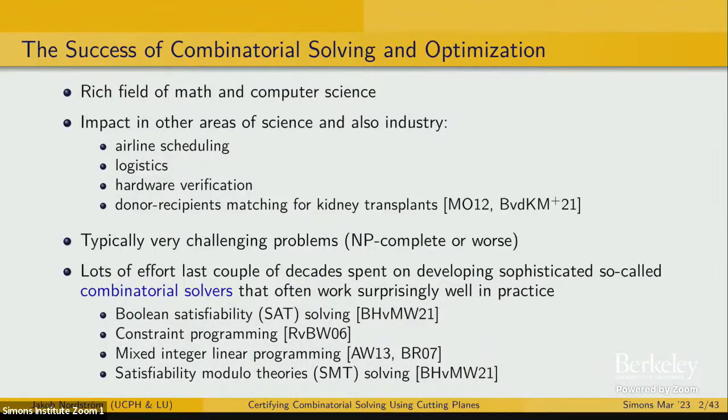As we all know, these problems are typically very hard. They're NP complete, sometimes NP hard. So as a proof complexity theorist, this means that I already know that this is exponentially hard. There's no hope. Unfortunately, the practitioners didn't pay any attention to this. They insist on solving these problems pretty much in linear time, using a lot of different combinatorial optimization paradigms, such as Boolean satisfiability solving, constraint programming, mixed integer linear programming, and satisfiability modulo theories. So there are amazing algorithms that solve many, many challenging combinatorial solving and optimization problems out there in the real world, with millions of variables.